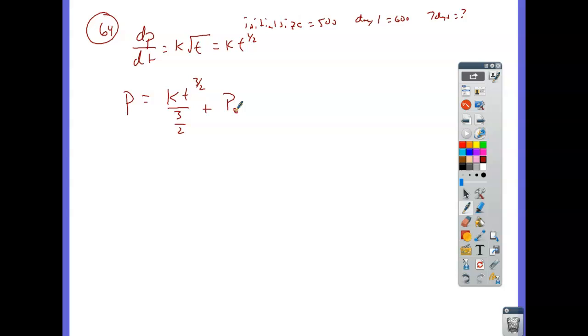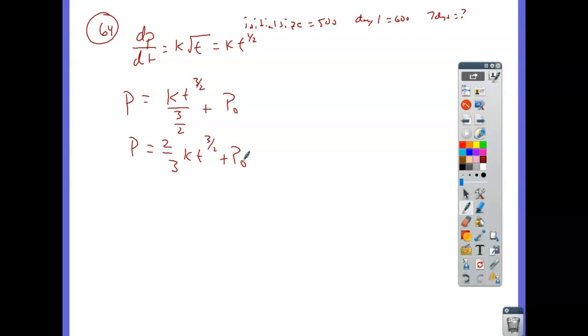Okay. I'm going to clean this up a little because I don't like the way it's written right now. So 2/3 k t to the 3/2 plus P naught. Okay, so what do we do to find out what P naught is? We have to plug in one of our conditions, right? I give you 2 of them, which is kind of weird. Normally I just give you 1, but I give you 2. Which one do you want to plug in?